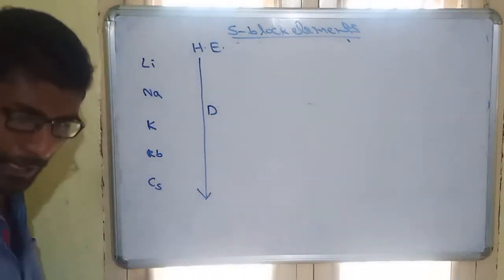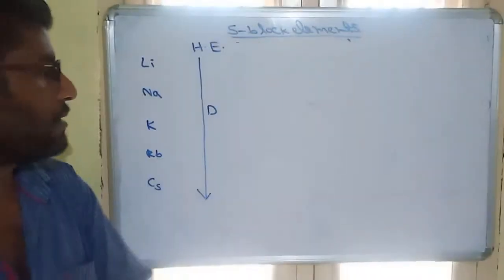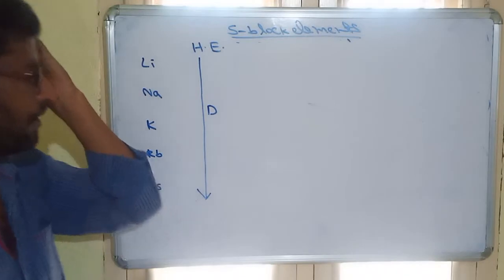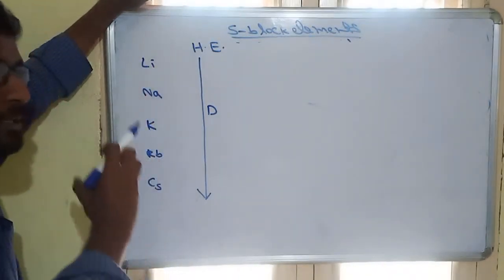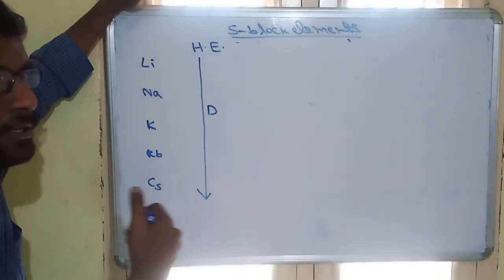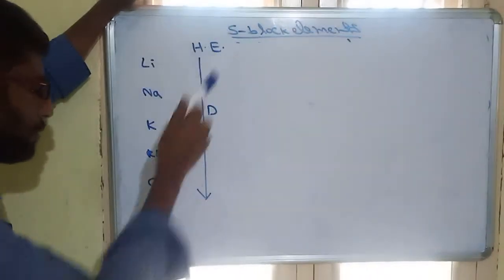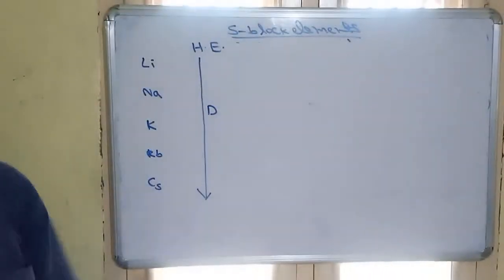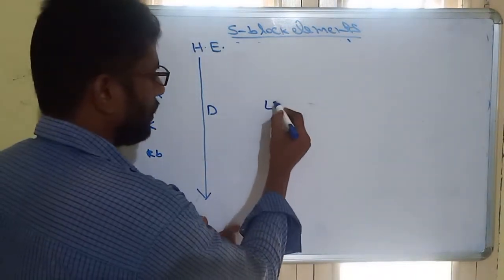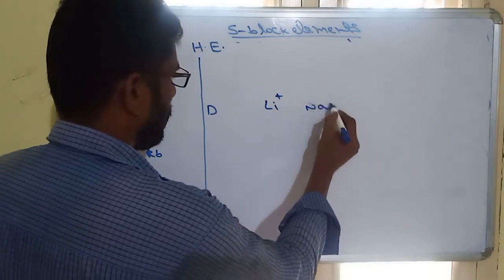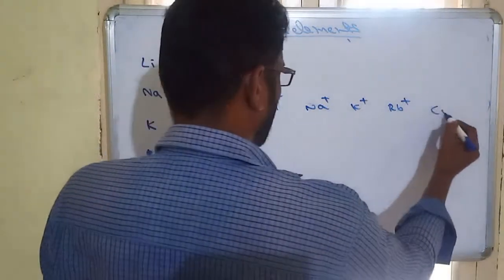So alkali metal ions, when they combine with water, release energy. That energy is called hydration energy. That hydration energy decreases from top to bottom. Why? Because the lithium ion has a very small size. The smaller the size, the stronger the interaction, and high energy will be released. Lithium has more hydration enthalpy, whereas cesium has less hydration enthalpy. So because of this hydration enthalpy, the order is lithium ion, after that sodium plus, potassium plus, rubidium plus, cesium plus.